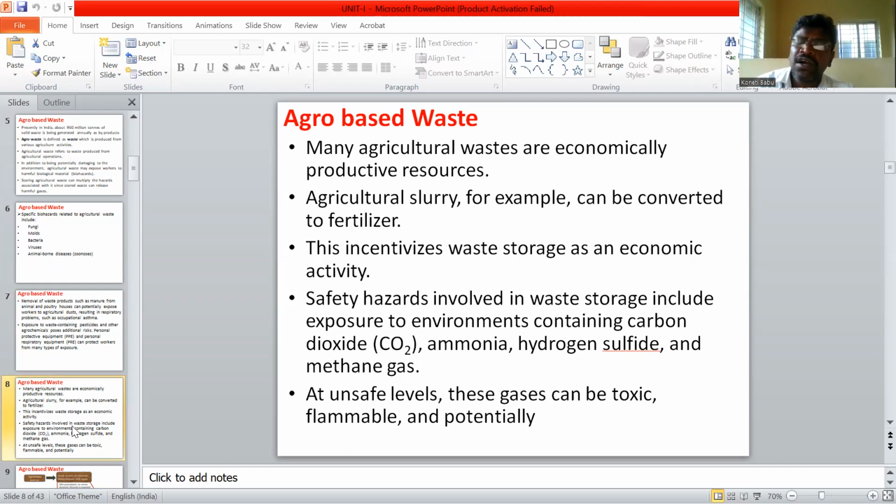Next, the safety hazards involved in waste storage include exposure to an environment containing carbon dioxide, ammonia, hydrogen sulfide, and methane gases, which build up due to the storage of the waste. That's why you can protect the person from these gases by using protective devices, respiratory devices, at the time of working. Now, at unsafe levels, these gases can be toxic. They are toxic and flammable gases, due to the potential exposure of these gases to the environment.